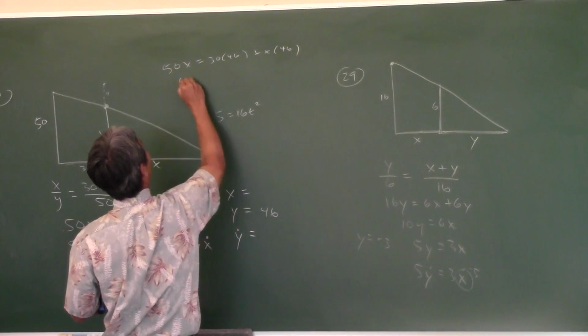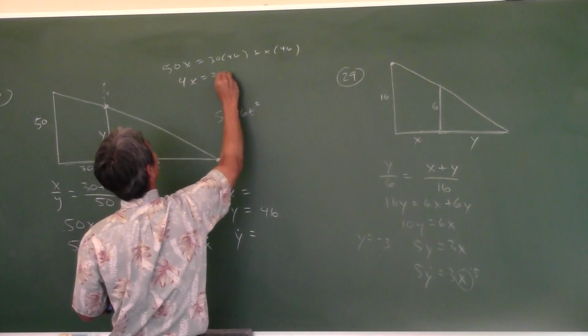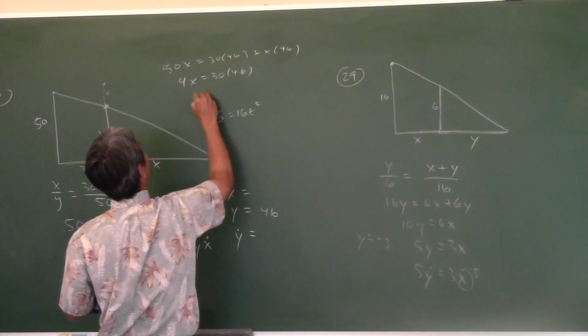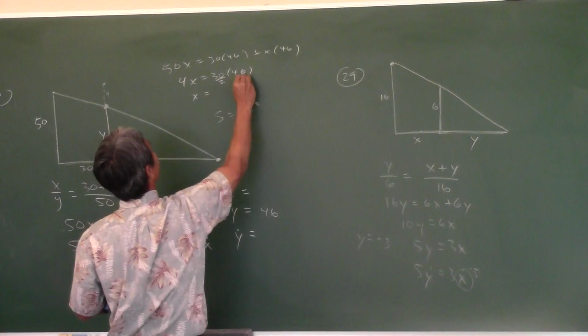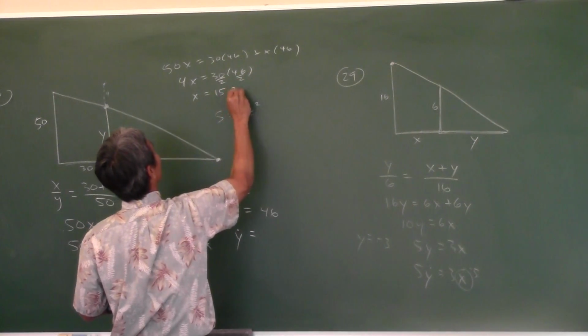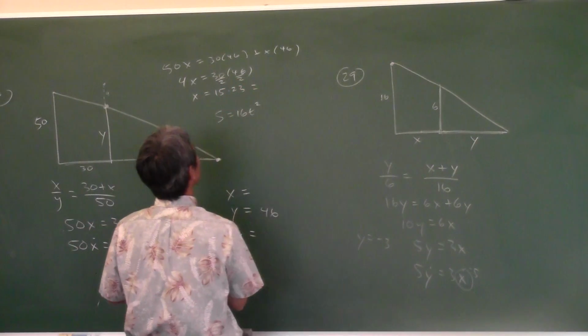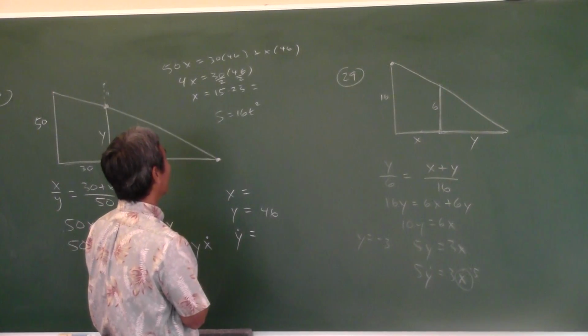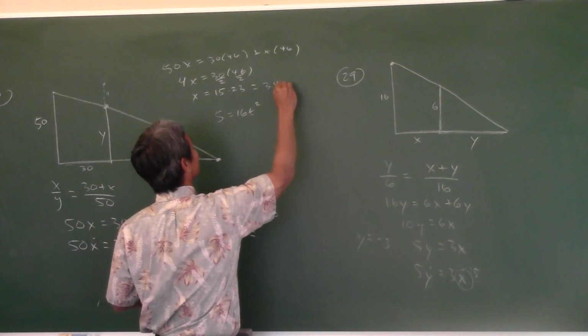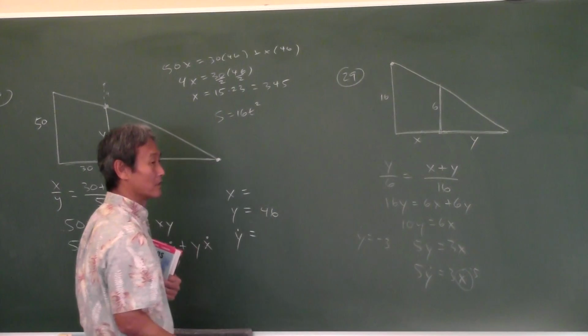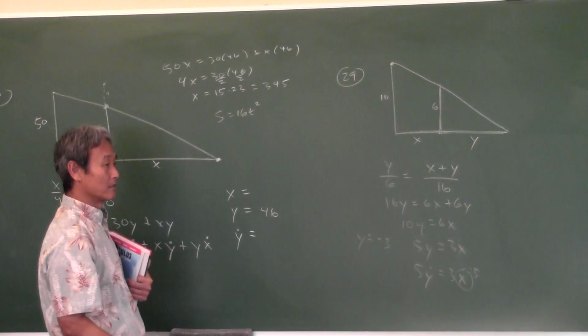So therefore, 4x is equal to 30 times 46, divide by 4, which is, just divide each one by 2, could be 15 times 23, which is 345. How do you know? Because whatever I say is correct.